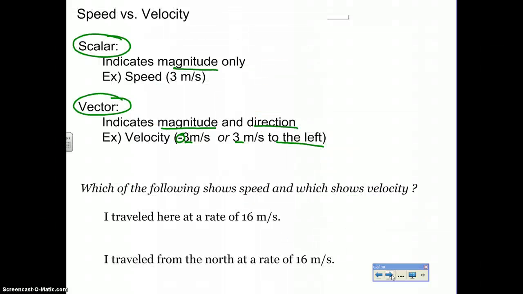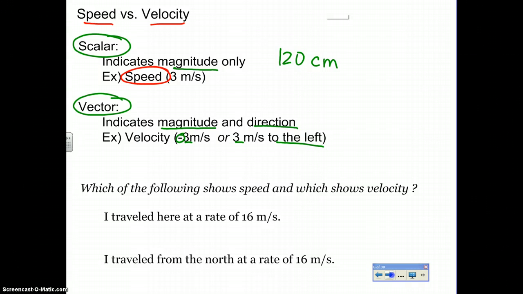Distance is a good example of a scalar quantity because when we say that it traveled 120 centimeters, 120 centimeters has a magnitude and a unit, but does not indicate direction in any way. That's the difference between distance and displacement. One is a vector quantity, the other is a scalar. I want to introduce you to another example of vector and scalar quantities when we take a look at the difference between speed and velocity.